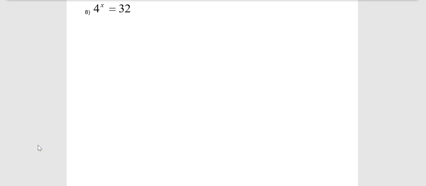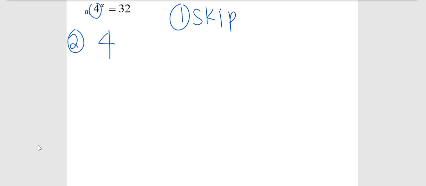All right, example 8. Step 1, we get to skip. The power is all by itself. So step 2, we have to try to make both sides have the same base. So I'm going to take the smaller number, which is 4, and ask myself, 4 to any exponent, can I get 32? And the answer is no. So we can't use 4 as the base in this problem.